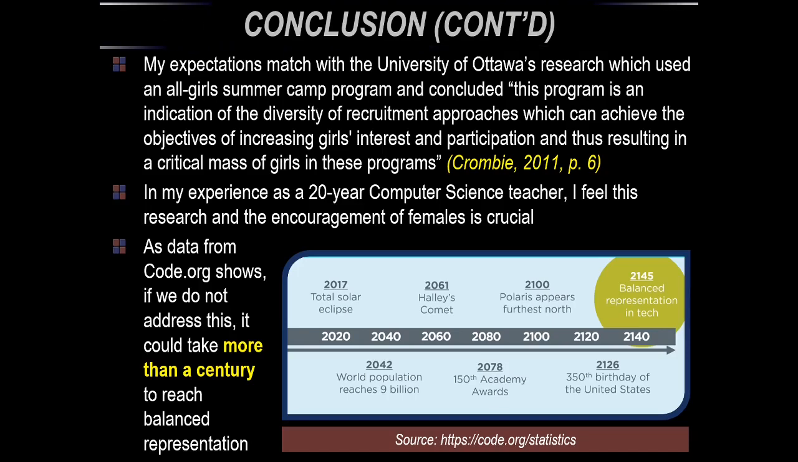And as a final note, if we do not address this, it could take more than a century to reach balanced representation of females in the computer science classroom. This representation here, this citation from code.org, shows that it would take till 2145 to represent that balanced representation.